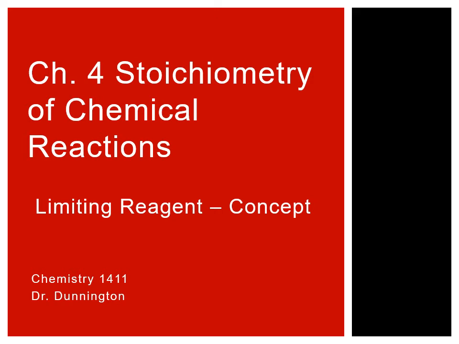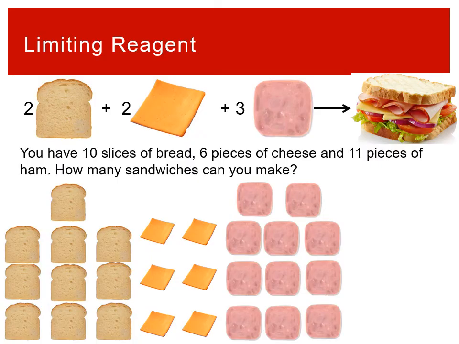Continuing on, talking about stoichiometry, we want to introduce the idea of what's called the limiting reagent. So we'll return to our sandwich example. We have our same recipe for a sandwich, same chemical equation for a sandwich. You have 10 slices of bread, 6 pieces of cheese, and 11 pieces of ham. How many sandwiches can you make?